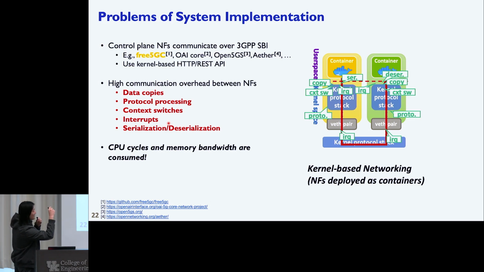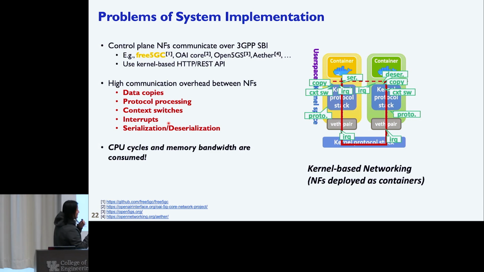And here it shows that when we deploy network functions as containers, overhead is introduced along the data path whenever one container sends a message to another, including data copies, protocol processing, context switches, interrupts, serialization, and deserialization. All of this will be translated into CPU cycles and memory bandwidth, and that will increase your latencies and basically reduce the performance.